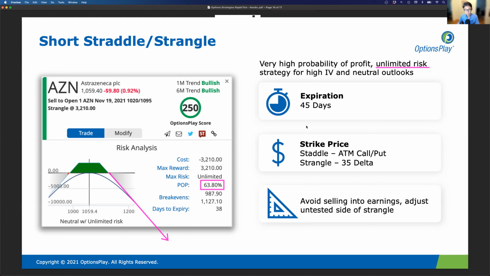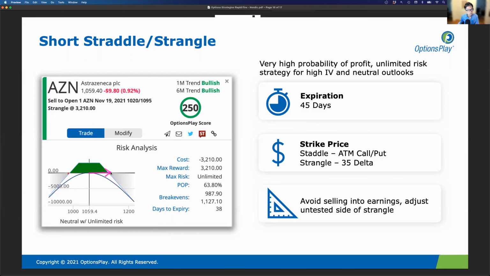So if you are going to sell a straddle 45 days out, generally speaking, for a straddle you want to use an at the money call or put. For a strangle, you want to use about a 30 to 35 delta or so. And generally speaking, the rule of thumb is to avoid selling going into earnings. And you can also adjust the untested side.